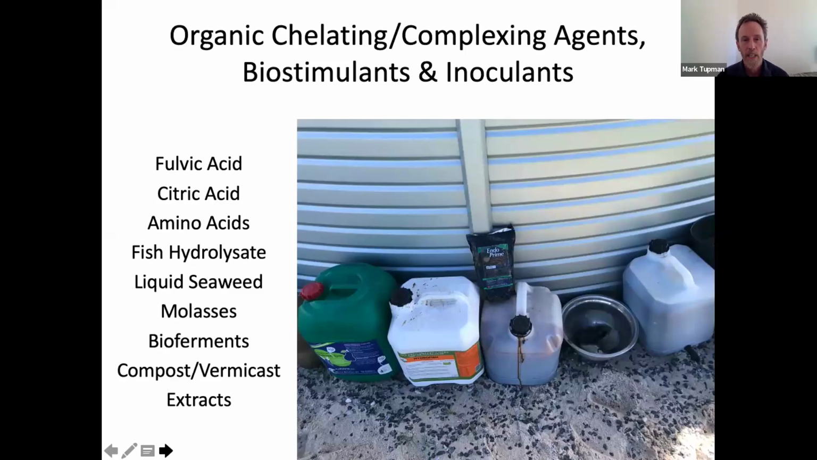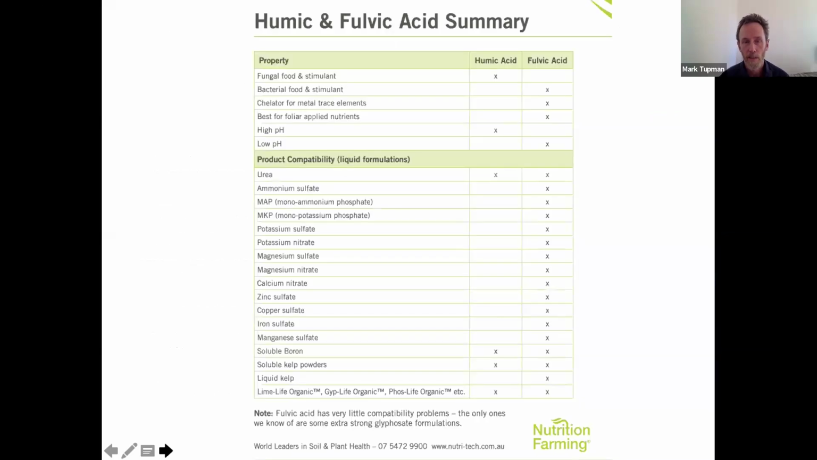Humic and fulvic acid are commonly used. Fulvic acid really is the one we want to look to. As you can see with humic acid, it's notoriously incompatible with a lot of things, and it also is a larger molecule, so it doesn't get into the plant as effectively as fulvic acid. Also, a lot of the things that we're using are acid compatible and not alkaline compatible. There are a few exceptions. So we're mostly looking at acidic tank mixes, and fulvic fits the bill very well.